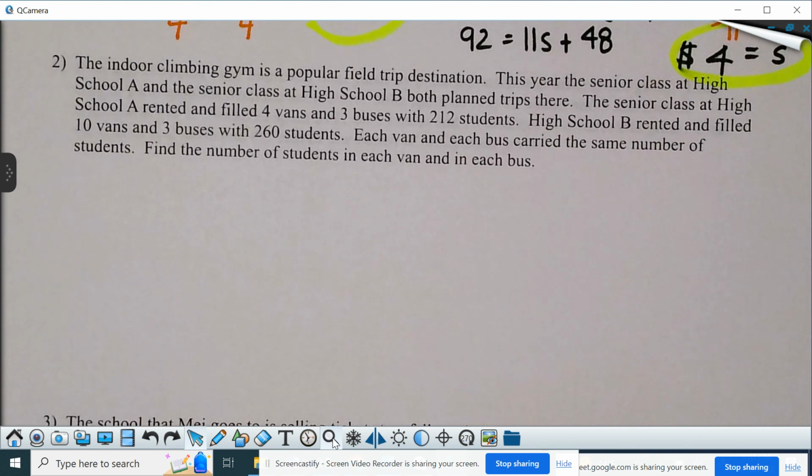The senior class at high school A rented 4 vans and 3 buses with 212 students. High school B rented and filled 10 vans and 3 buses with 260 students. So what I like to always think about are what are my totals in that? Like, what's the big totals in that problem of the two conversations from school A and school B? What do you think are the two totals? Which of those numbers are totals, like are equal to?